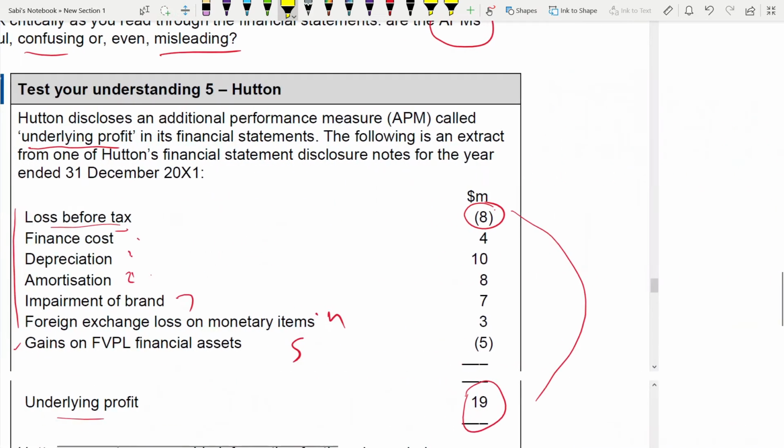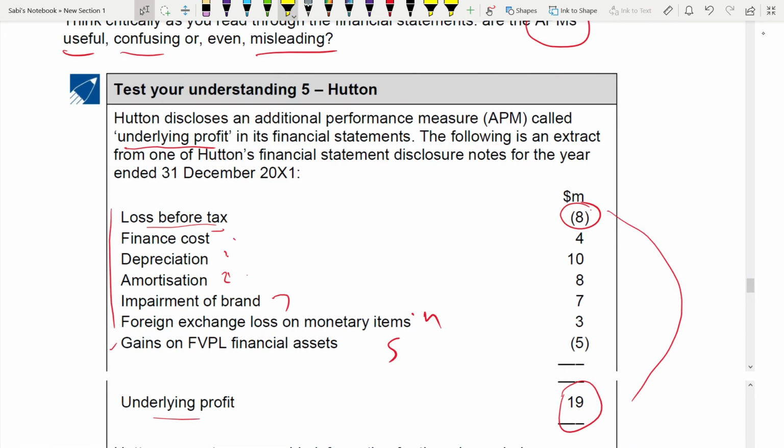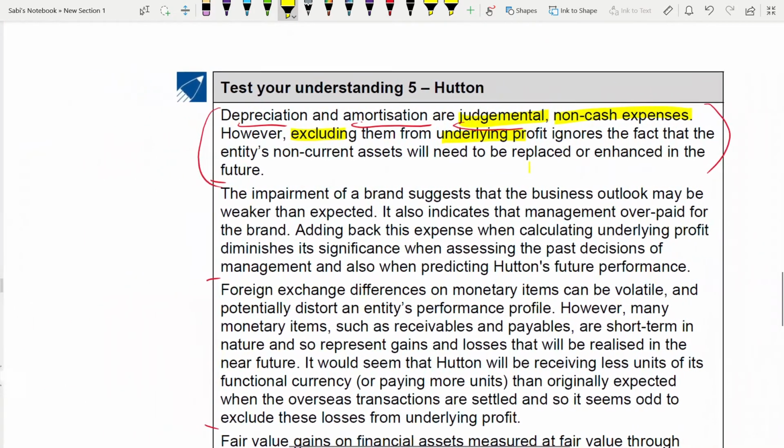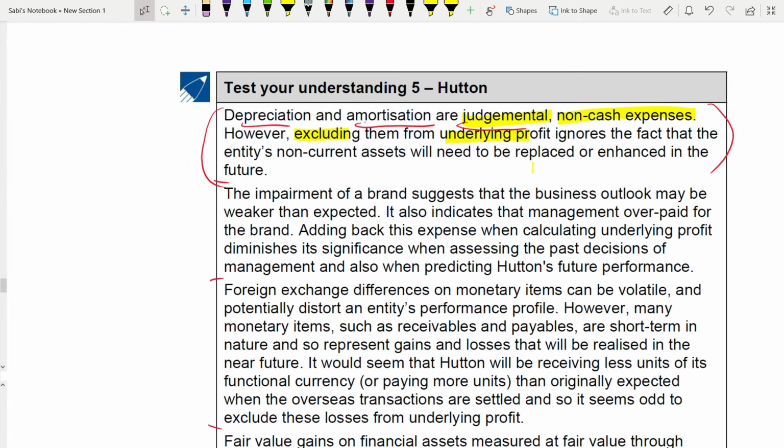You see here, they have added it back. With this loss, they have added depreciation and amortization. What happens usually? You deduct these two and then you get the loss before tax, right? Loss or profit. So now you are adding it back. Adding it back means you are ignoring the fact that a non-current asset needs replacement or enhancement in the future, which is not true, right? You do need replacement and enhancement. That means these two have to be there in your expenses.